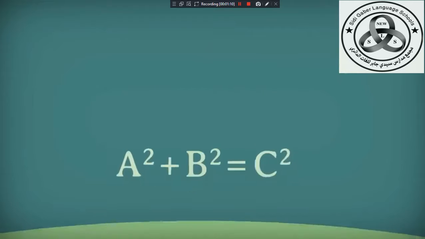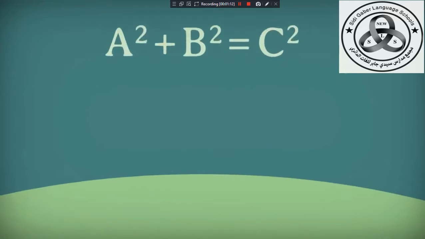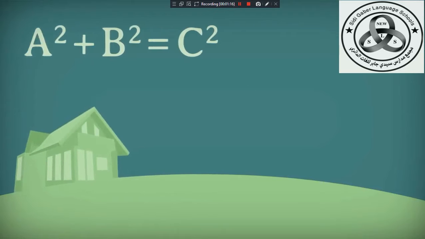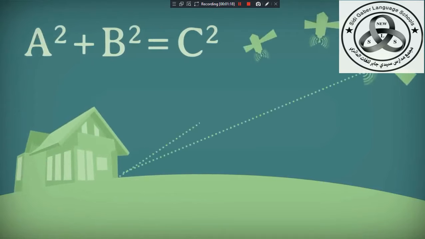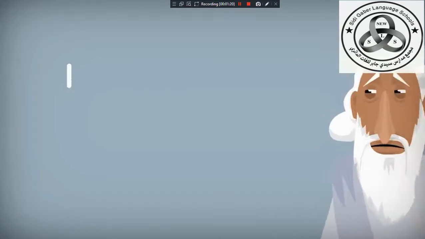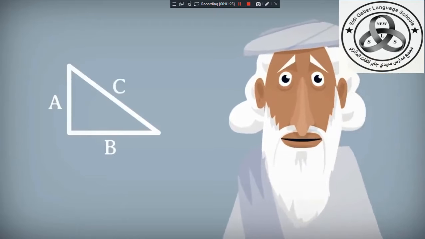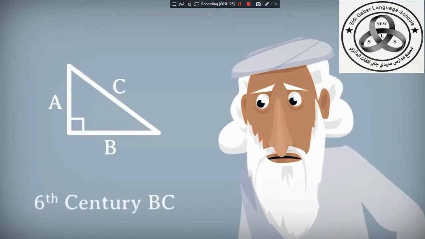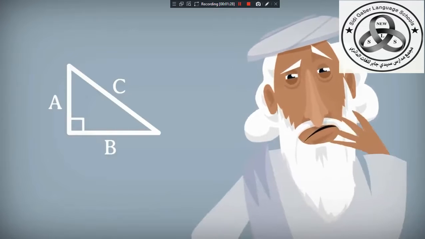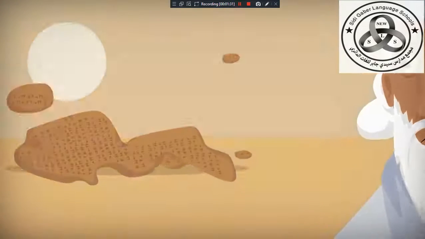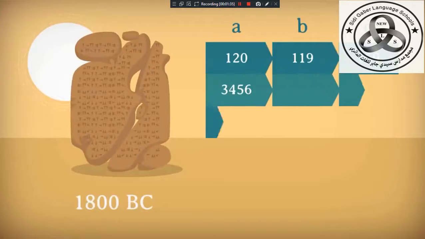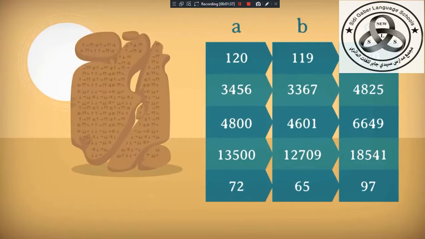This statement is one of the most fundamental rules of geometry and the basis for practical applications like constructing stable buildings and triangulating GPS coordinates. The theorem is named for Pythagoras, a Greek philosopher and mathematician in the 6th century BC, but it was known more than 1,000 years earlier. A Babylonian tablet from around 1800 BC lists 15 sets of numbers that satisfy the theorem.